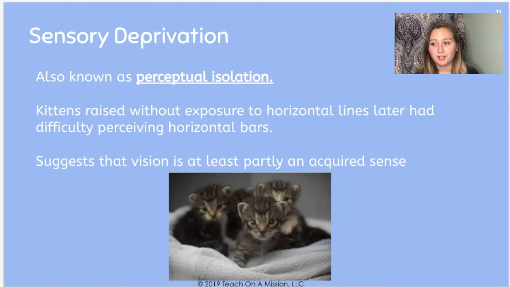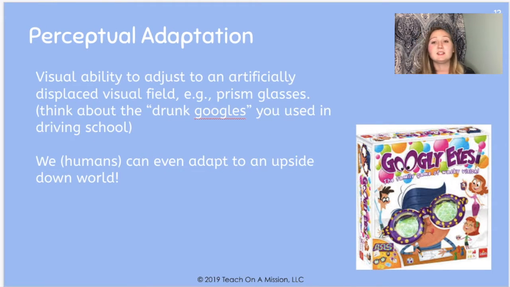But sensory deprivation can be bad. For example, kittens, precious little kittens, right? Who are raised without exposure to horizontal lines. I don't know how you do that, but if you have kittens raised without exposure to horizontal lines, they later have difficulty perceiving horizontal lines. Why? Because their brains don't have a way to process it, right? This does suggest that vision is at least partly something that you learn. Okay, perceptual adaptation. This is your visual ability to adjust to an artificially displaced visual field, like prism glasses.